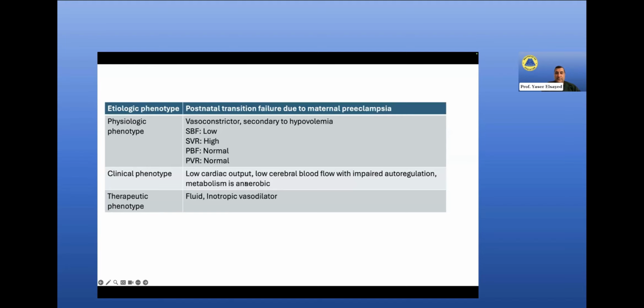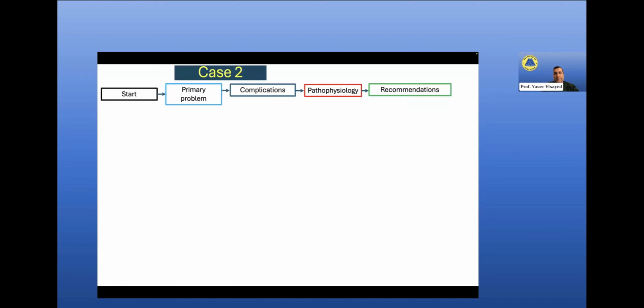there was anaerobic metabolism. The lactic acid was 5 millimole per liter. So therapeutic phenotype here, this infant was just given 10 ml per kg fluid to fill the left ventricle and 5 mics of dobutamine. And in this infant, the blood pressure, everything improved, I think probably in 2 hours. And the dobutamine was discontinued in 6 hours. It did not even continue overnight.